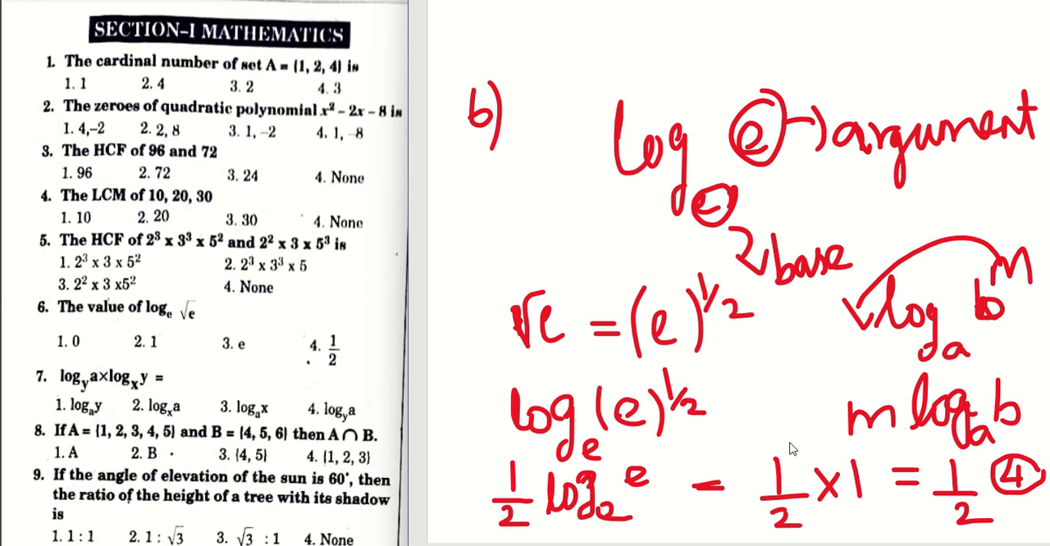Here, what are the two things you have to remember? When the argument and the base are the same, this is the argument and this is the base, whenever in a logarithm the argument and base are the same, you will get the answer as 1. And whatever power the argument has, you can take that power before the log. These two things you have to remember.